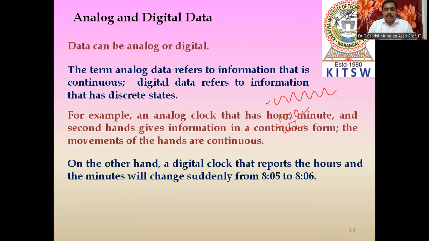On the other hand, the digital clock. So we know the digital clock may represent the time directly. It represents the digits. It represents the digital values in the digital clock. So analog means continuous, digital means discrete. You just remember it.